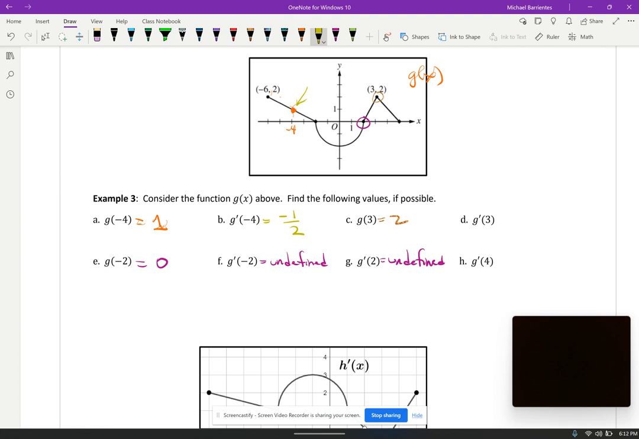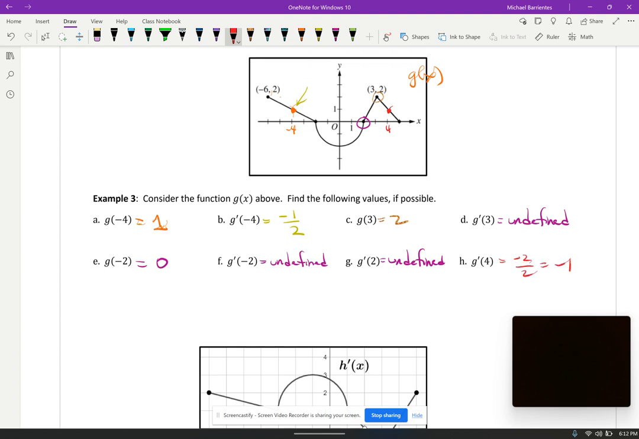What about g prime of 3? The slope at 3. Is there a slope value here? Well, no. It has to be undefined because the derivative does not exist. And then finally, g prime of 4, the derivative at 4: 1, 2, 3, 4. What is the slope at that point right there? Well, that point is on this segment, and this segment goes down 2 and to the right 2. I believe that's negative 1.